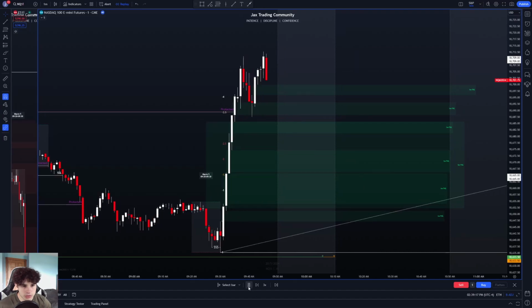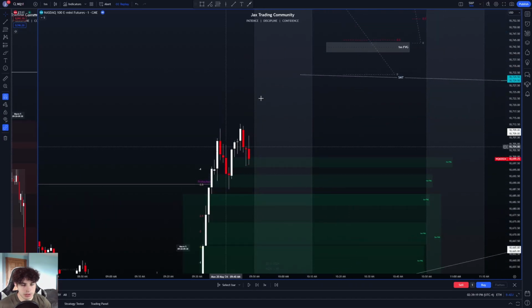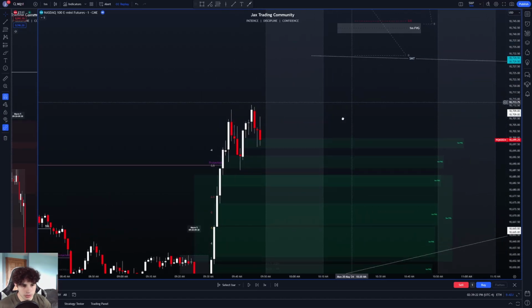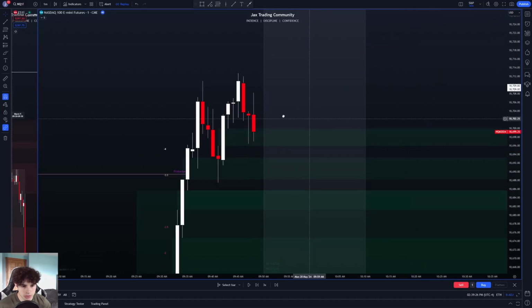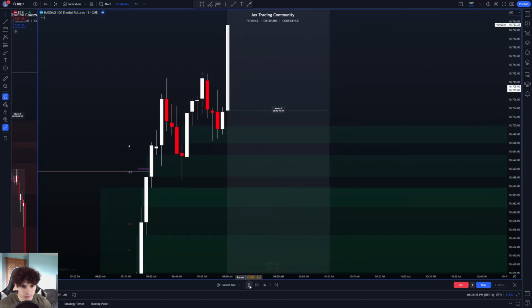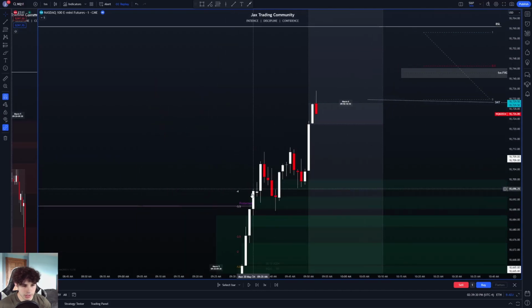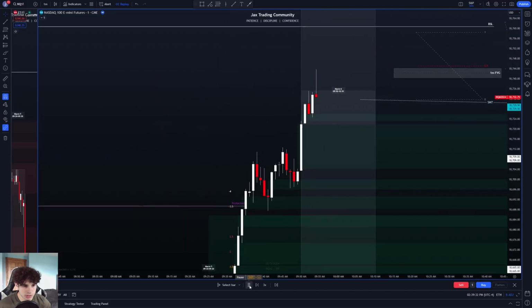So now just waiting for more structure. You can see right here, going into this macro, we're in an uptrend. So if I was to take a trade to catch the reversal, I want to see a market structure shift. So going into the macro, we actually have a massive pump. It could just be a continuation macro.